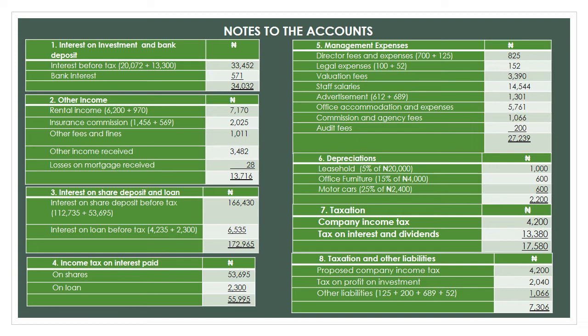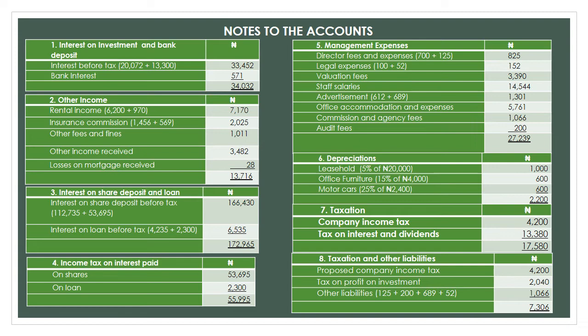From the additional information now, we have a note, note F, which says income tax on shares interest is 53,695. It means that this income tax was actually deducted from the total income. So to get the actual interest on share that was paid, you add the 53,695 from additional information F to the 112,735 in the trial balance, and you get 166,430.